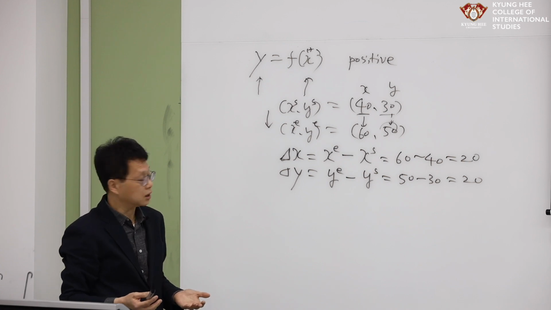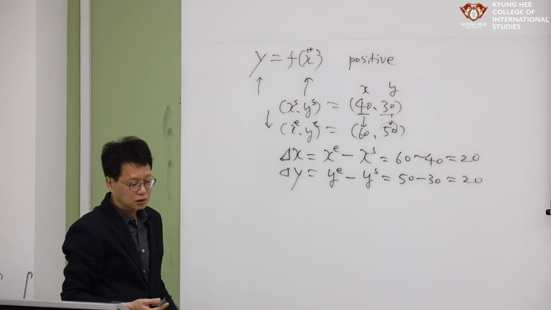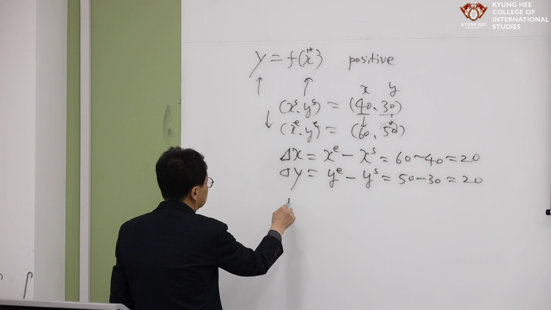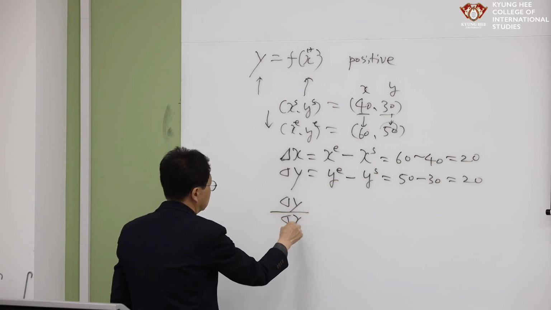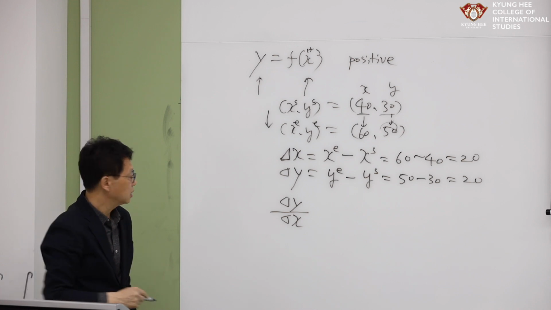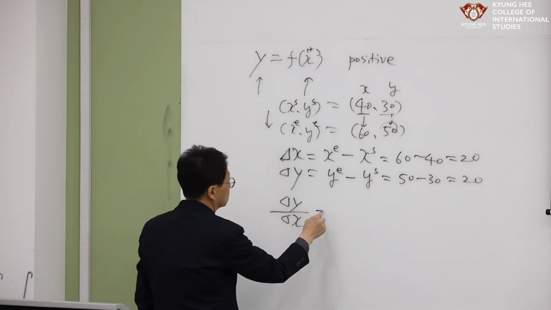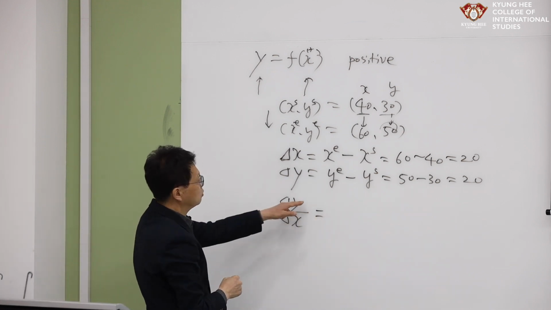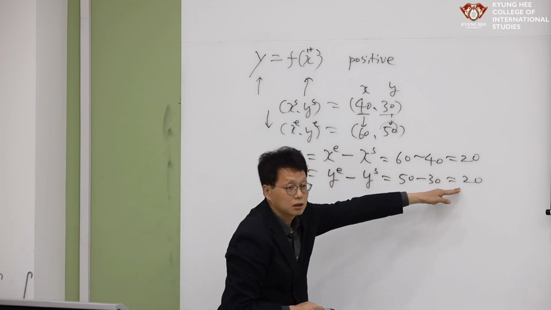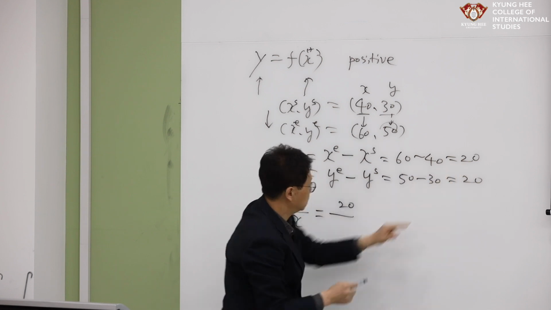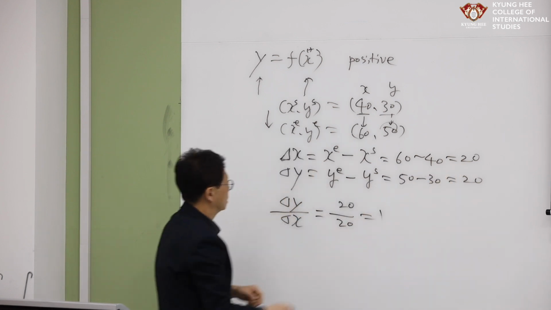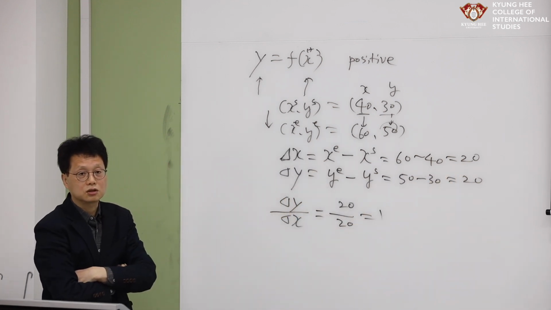Then we can define the changing rate: change in Y over change in X. Okay? Change in Y over change in X. What is this? Change in Y is 20, we calculated already. Change in X, 20. So that is 1. Okay, that is the changing rate.